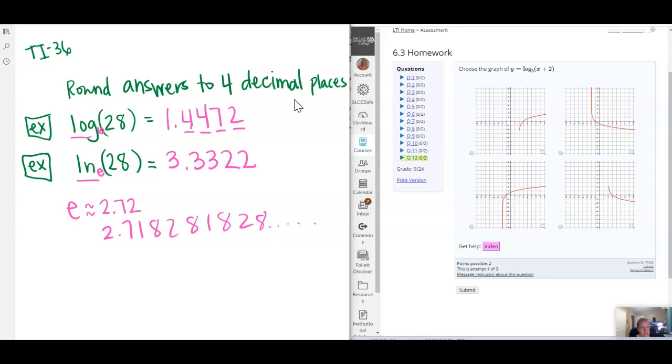So it's a base that's a little bit less than 3, where here it's base 10. Right? So that's something a little bit different that you've got to realize when you're dealing with log compared to natural log. Okay.